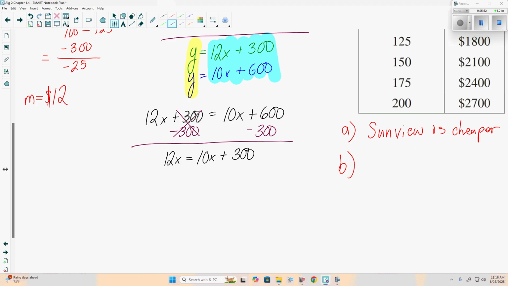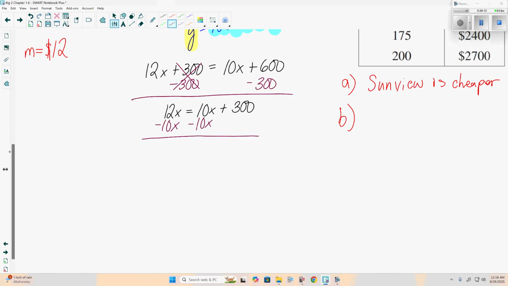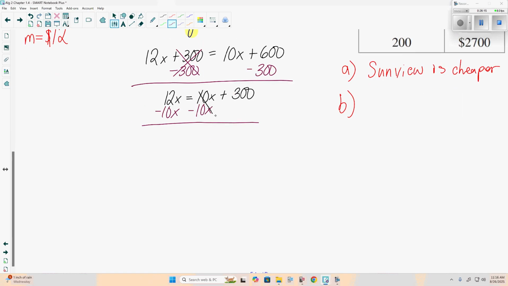Now we still have x's on both sides, but we've gotten all the constant terms, our numbers without x, on one side, yes? So what would we need to do next? We still need to get the x's together, yes? So we can subtract the 10x from both sides. Because on the right-hand side, 10x minus 10x is 0. 10 minus 10 is 0. So we are left with the 300. On the left-hand side, 12x minus 10x is 2x.